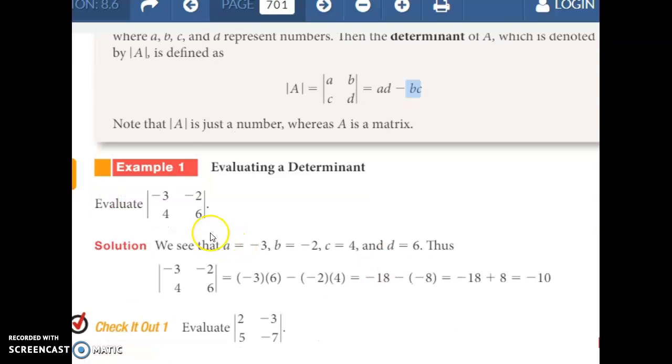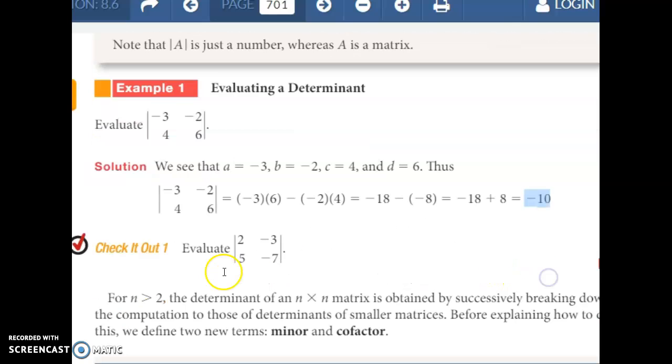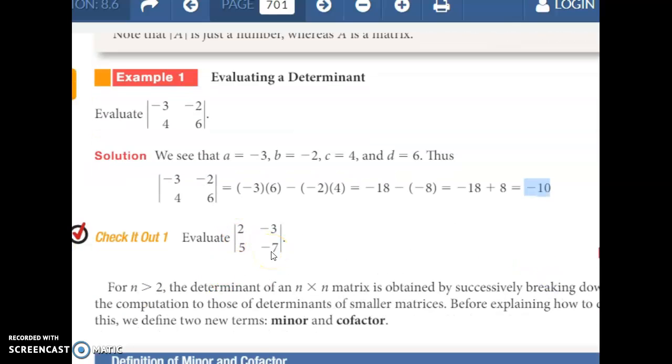Okay, so for example, these numbers here would be negative 3 times 6, which is negative 18. This one is 4 times negative 2, which is negative 8. But put a minus in front, so it's going to be negative 18 minus negative 8, which is negative 10, and indeed there's the result. Evaluate this one. 2 times negative 7 is negative 14. 5 times negative 3 is negative 15, but subtract that from negative 14, so you actually come up with 1 as the determinant for this one.